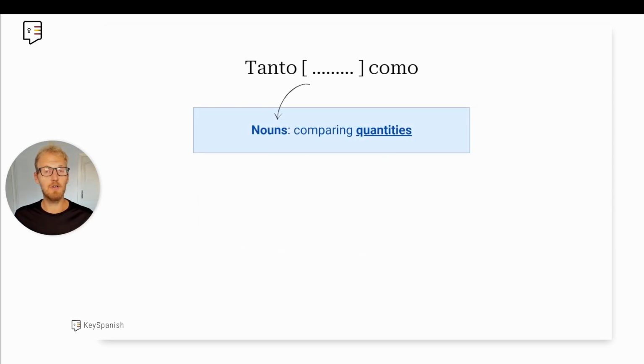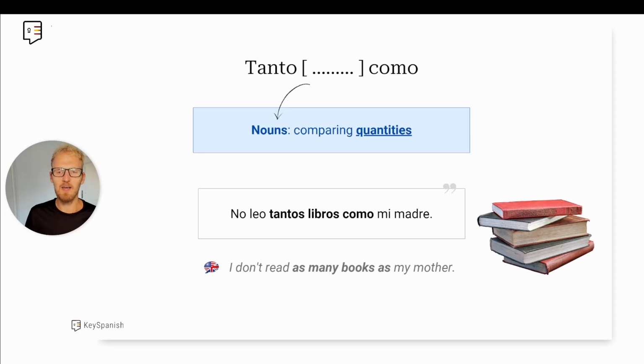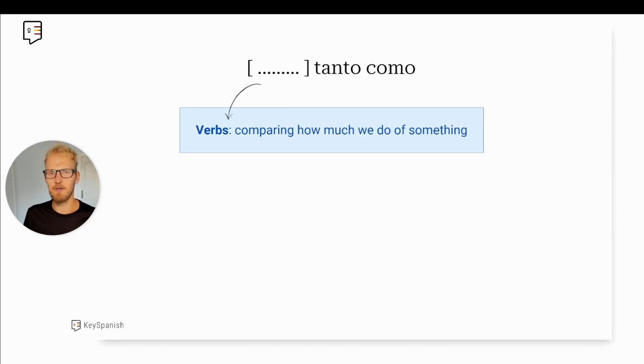And let's now take a look at tanto como instead of tan como. And one more time with tanto, we are going to modify nouns. So we are not comparing qualities, we are comparing quantities. Example, no leo tantos libros como mi madre. I don't read as many books as my mother. My mom reads a lot. I don't read so much.